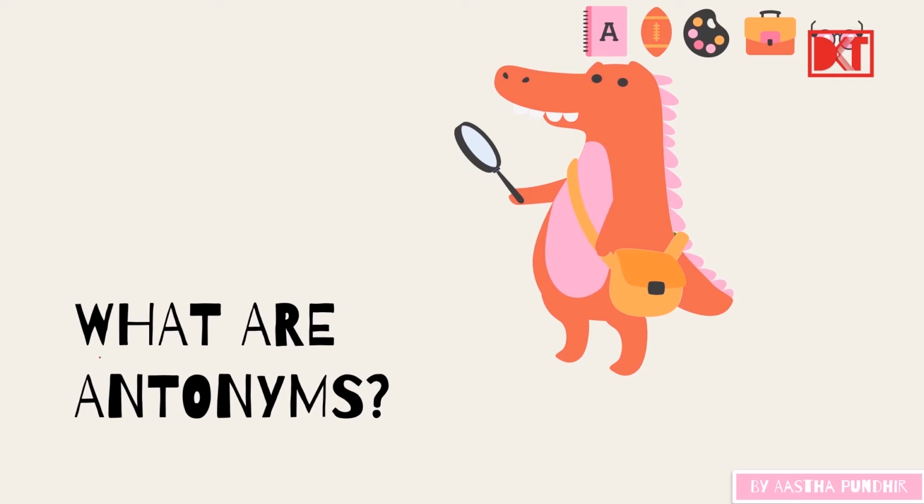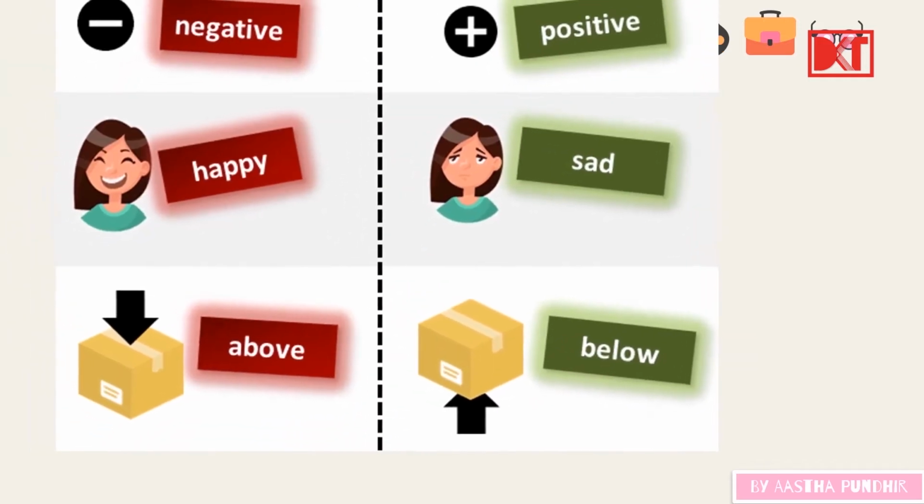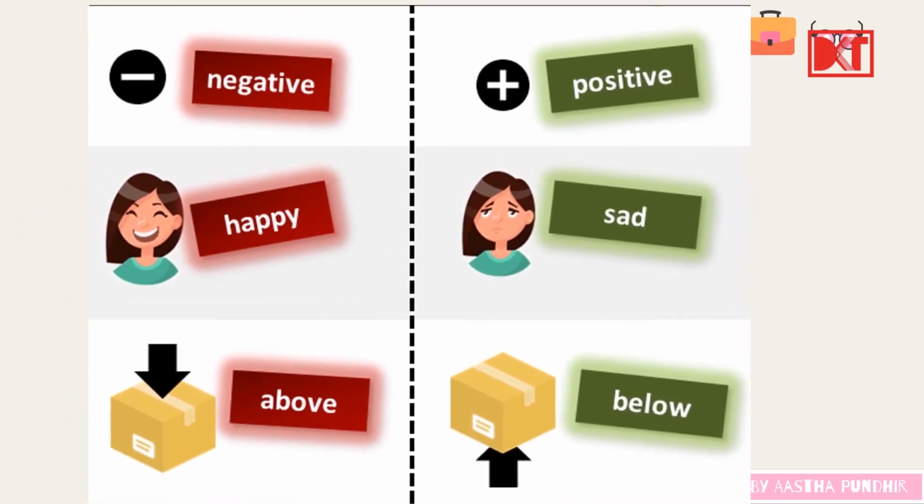So the first question that comes is, what exactly are antonyms? You see, अगर synonyms का meaning आप याद करो, तो synonyms क्या थे? You should try to remember and write that down कि synonyms क्या थे. Now synonyms were the words which had similar meanings, जैसे happy and joyful, right? जैसे sad and depressed, words with similar meanings.